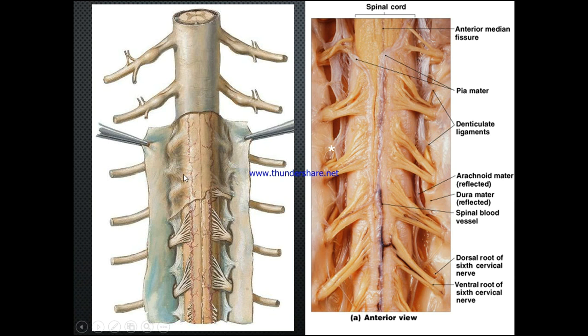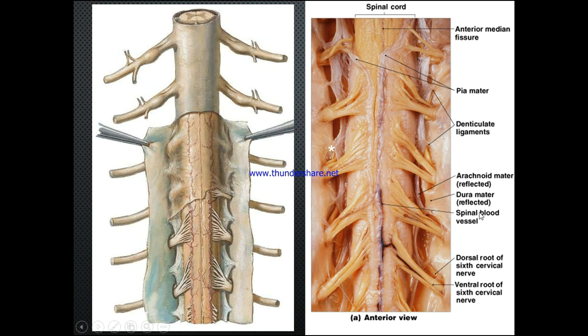Then the next layer that we have is the arachnoid mater, which comes from the word spider mother, arachnoid mater, because it looks something like a spider's web. And then the very deepest layer we have is the pia mater, and pia mater refers to loving mother, the close covering. It refers to this very, very deep layer, the pia mater covering the spinal cord itself.